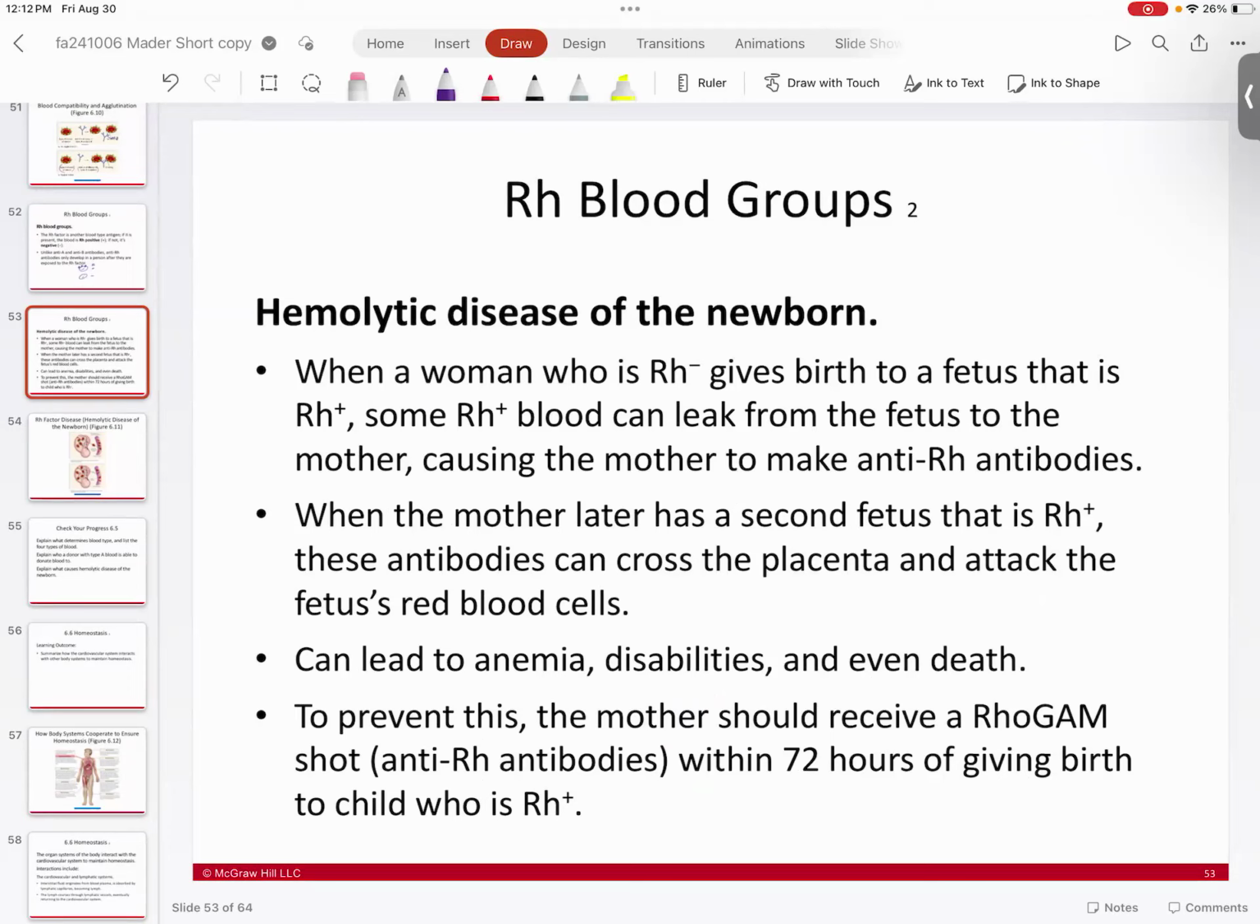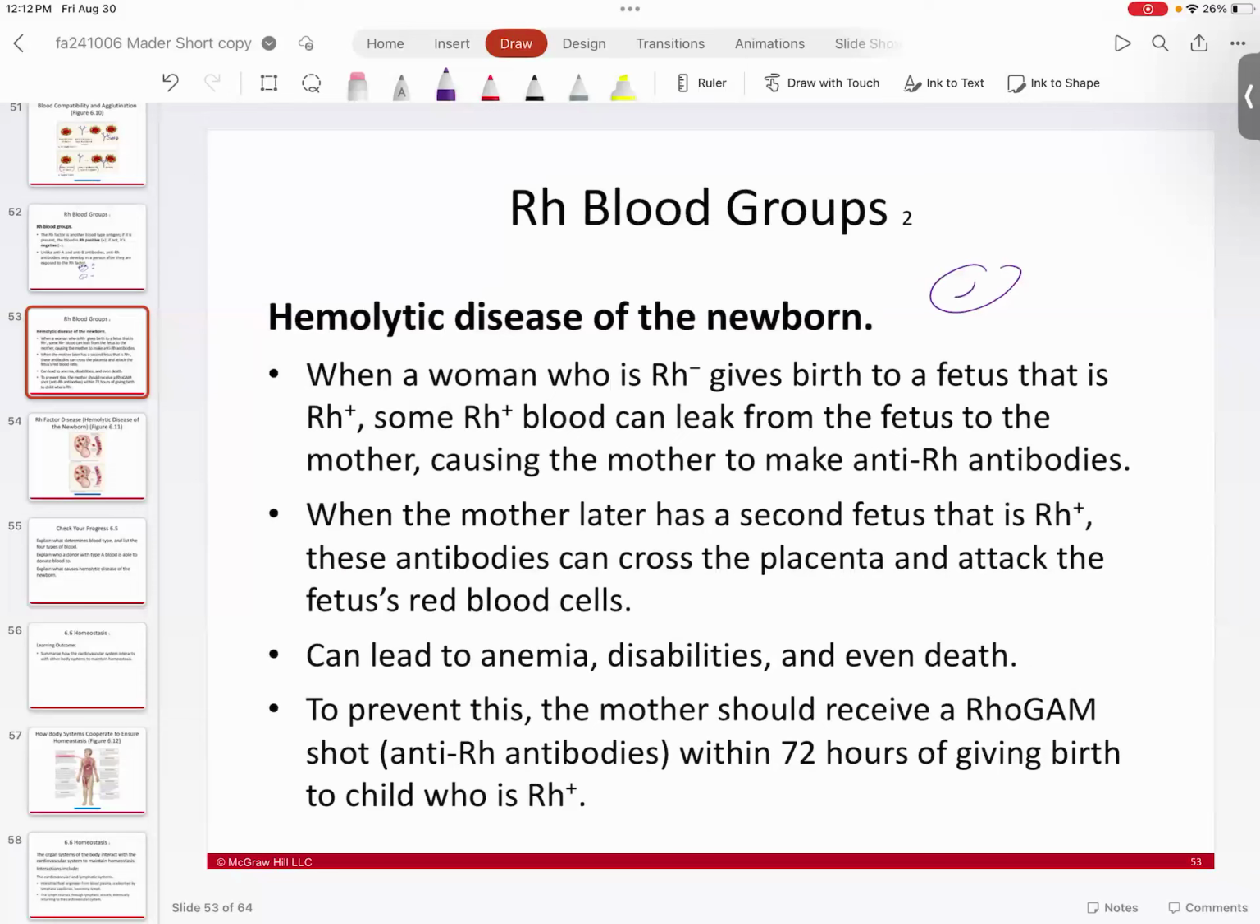This is essentially when a woman who is Rh negative gives birth to a fetus that's Rh positive. So the fetal blood mixes with the mother's. The fetus has this strange looking protein on its surface that the mother's immune system has never seen before. As a result, because it's foreign to her, she makes antibodies against it and goes to attack it. So the mother's system is actually attacking the baby's blood.